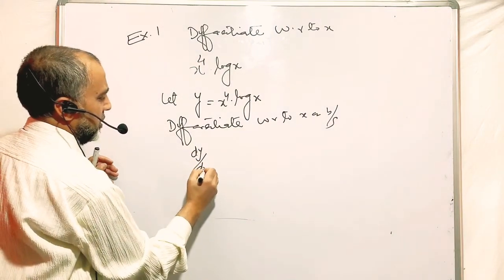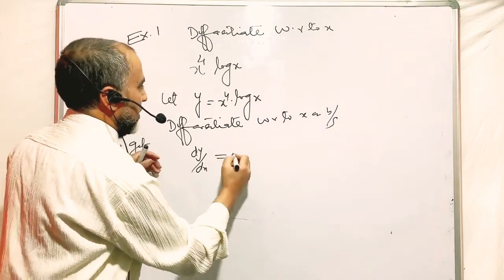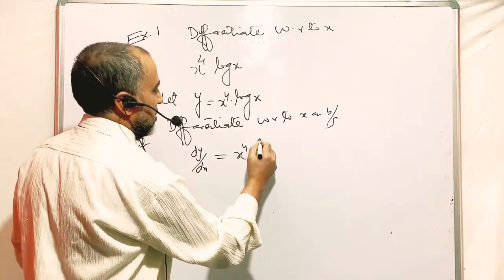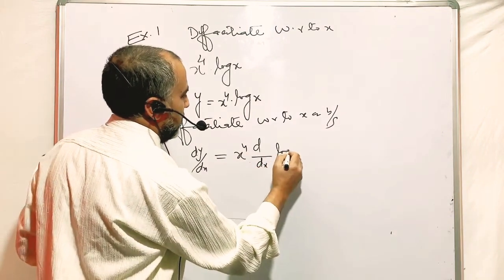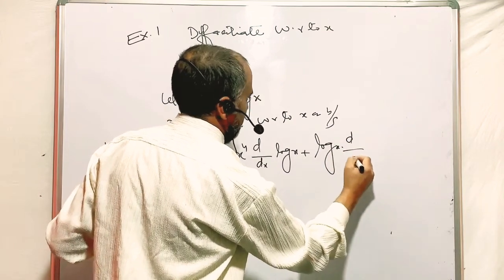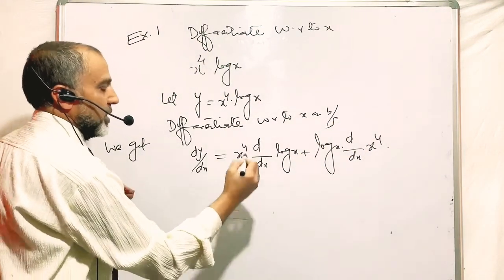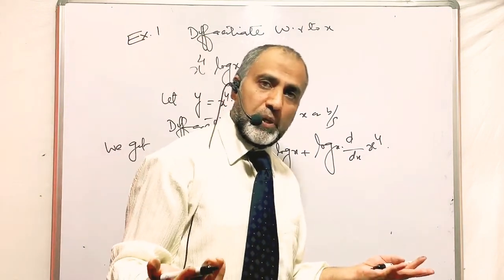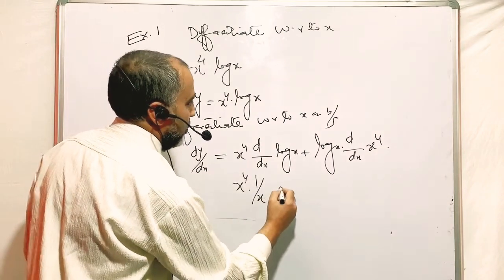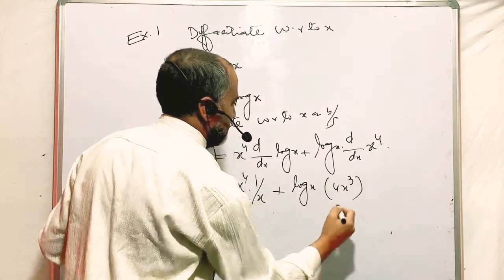dy by dx, we get, अब देखिए, dy by dx, first function as it is, treat this as u and this as v, u as it is, derivative of second function, plus second function into derivative of first function, okay, x4 as it is, हाँ, log of x का derivative, हाँ, उसका तो हमने किया है by first principle, it is 1 by x, plus log of x as it is, into 4x cube.